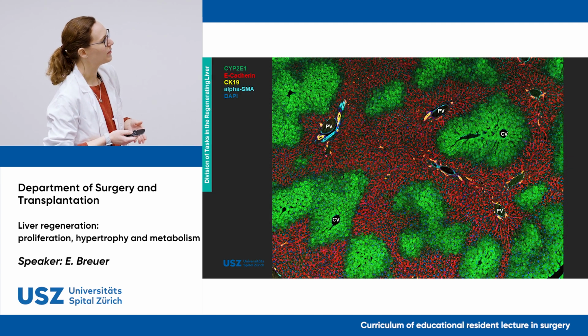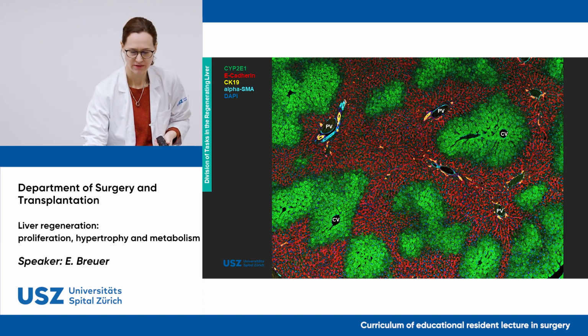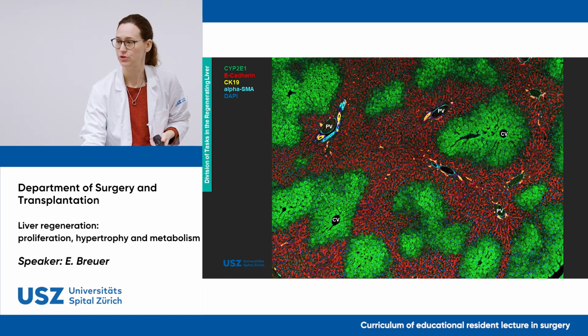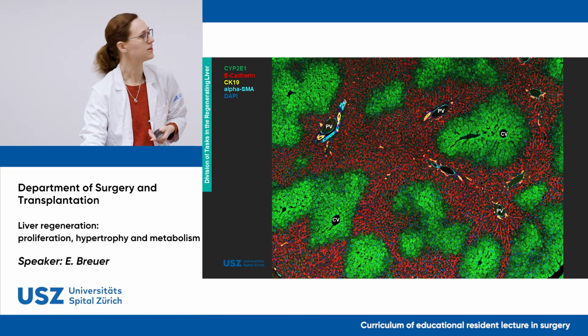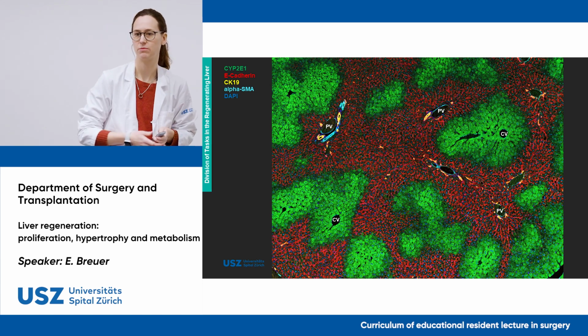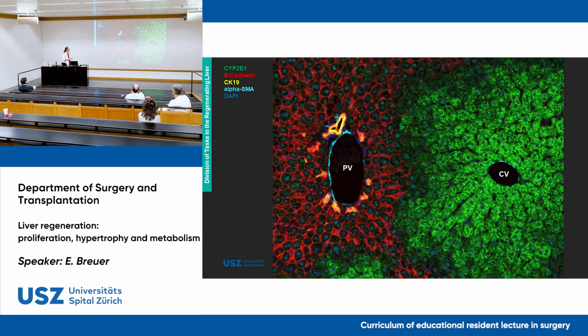Here you can see different markers that are known to be zonated. We see in green a CYP enzyme, which is known to be around the central vein. The red one is E-cadherin. It's around the portal vein. And here we can see the vessels in blue and the bile ducts in yellow. So it was really possible to get the information of several proteins on one slide, which is kind of cool. If you take a closer look, it looks like that.